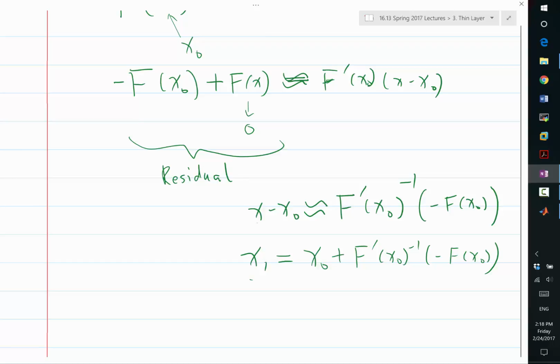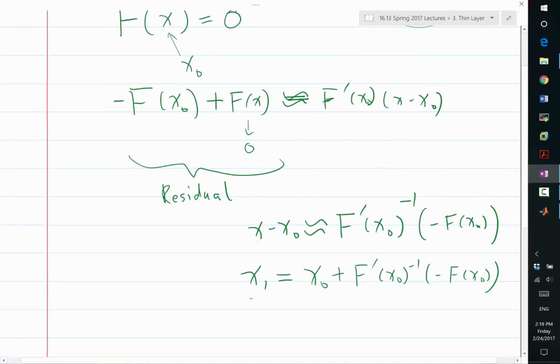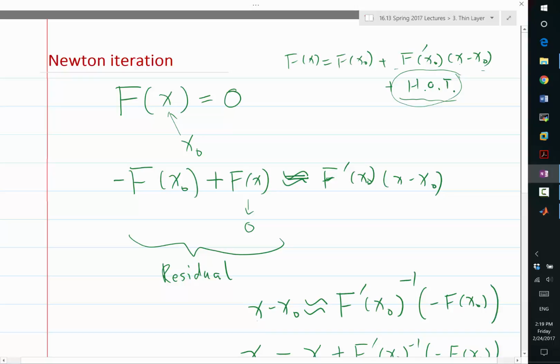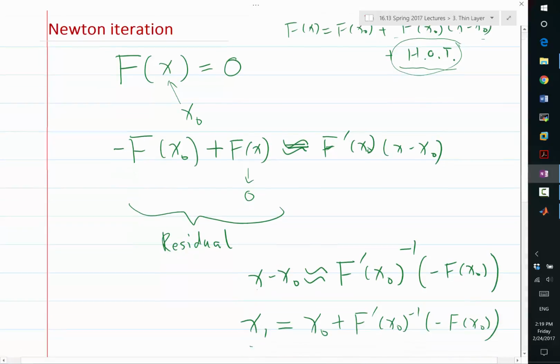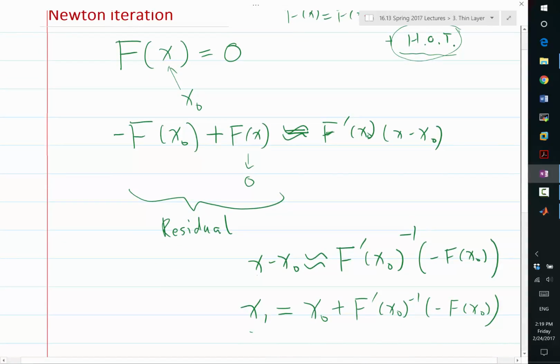In fact, if you look at this, the difference between x and x1 is going to be just f prime inverse times the high order terms I neglected in the Taylor series. So if the high order terms are small compared to the first order term, then this x1 is going to be a lot closer to the real x than my original x0. Now we don't have to stop here. My x1 is a better approximation, so it's a better x0 than x0.